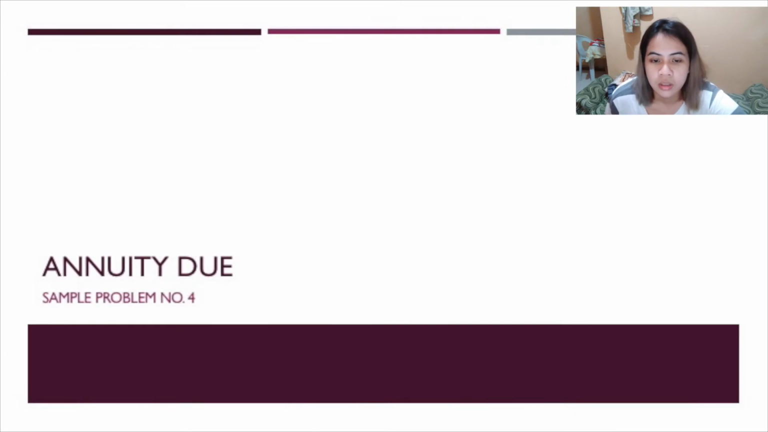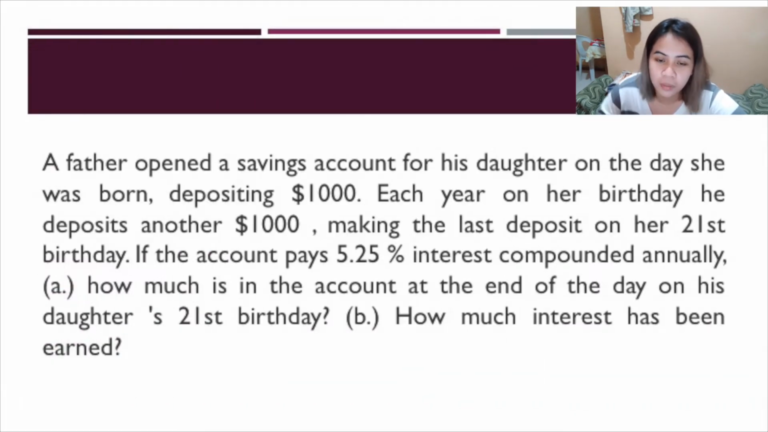So for our next problem, a father opened a savings account for his daughter on the day she was born, depositing $1,000. Each year on her birthday, he deposits another $1,000, making the last deposit on her 21st birthday. If the account pays 5.25% interest compounded annually, A, how much is in the account at the end of the day on his daughter's 21st birthday, and B, how much interest has been earned? So this problem shows an example of an annuity due.